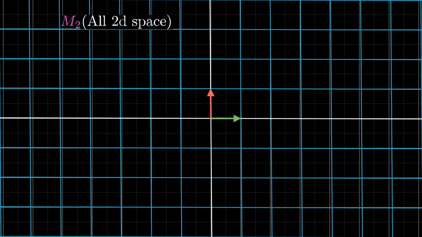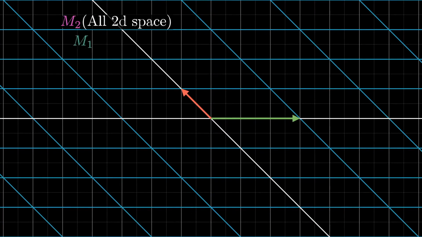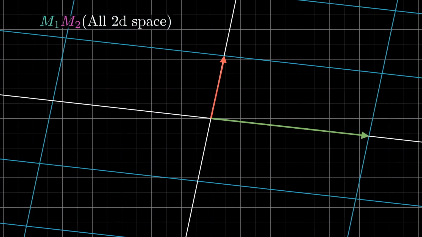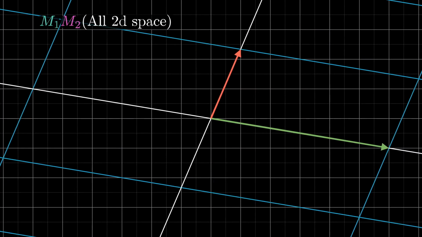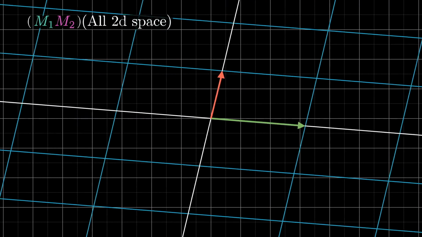And if you apply the matrix M2 to a space, and then follow that with the action of the matrix M1 on that space, the overall effect is, definitionally, the effect of applying the action of their product matrix, M1 times M2.